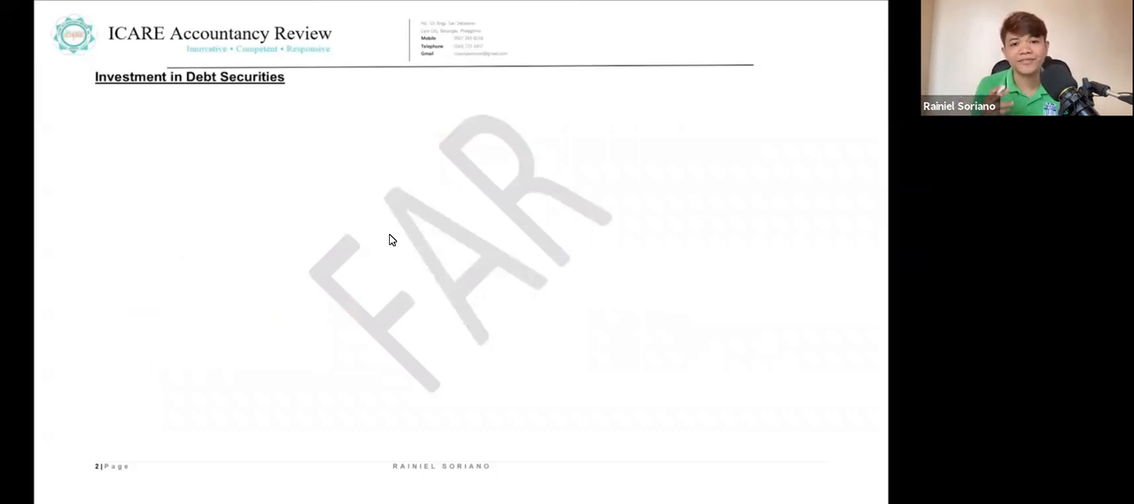So you need to listen very carefully because if you're able to understand the concepts of investment in debt securities, I believe that the concepts and procedures in bonds payable can be easily understood as well. Because the concepts here are super similar. Sobrang similar po sa concepts ng bonds payable. Kapag na-gets mo itong investment in debt securities, no doubt, magigets mo rin si bonds payable.